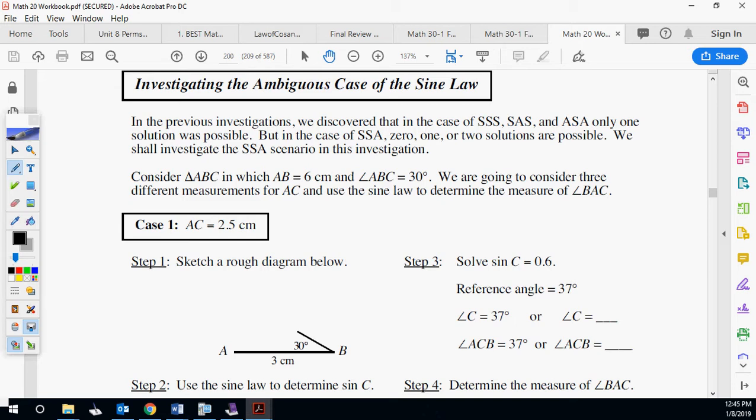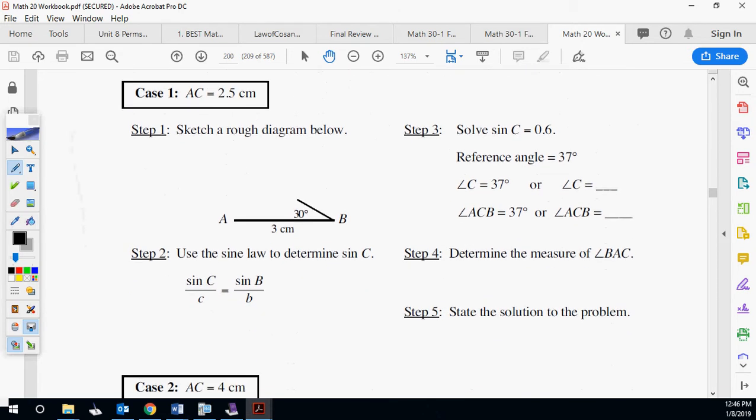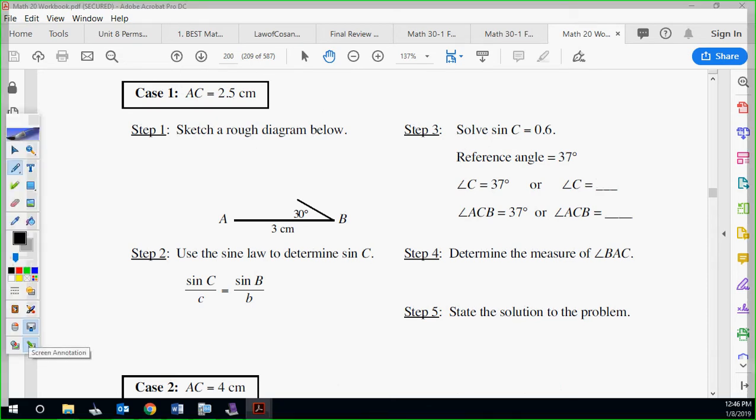So we're looking at, consider AB is 6, angle ABC is 30, and we are going to consider 3 different measurements for AC. So here we go. We're going to do it. AC is 2.5. Okay, so AC is 2.5. All right, so step 1, sketch a rough diagram below.